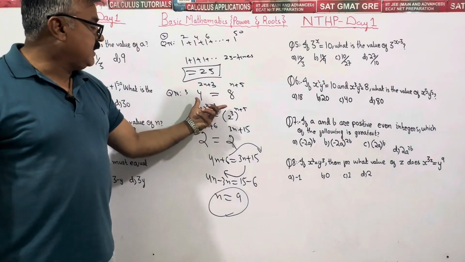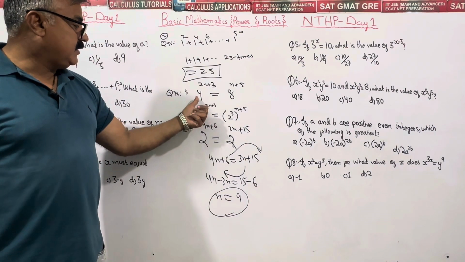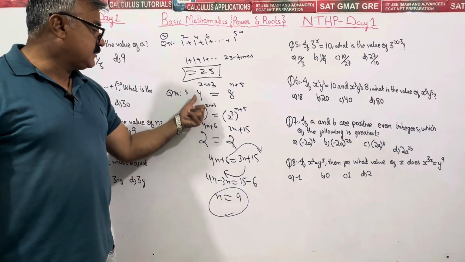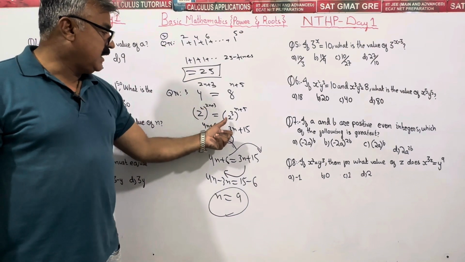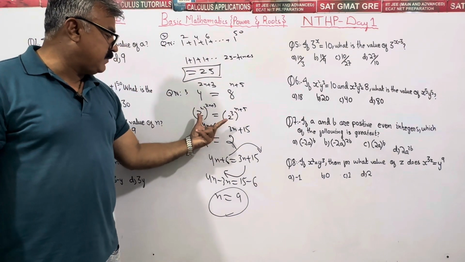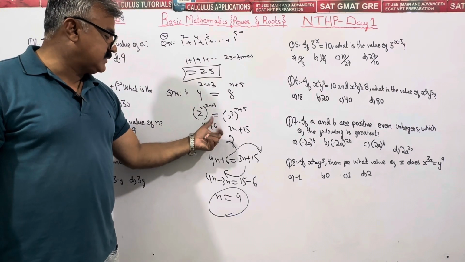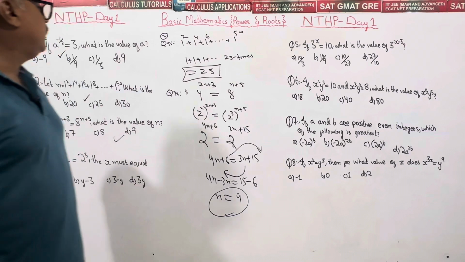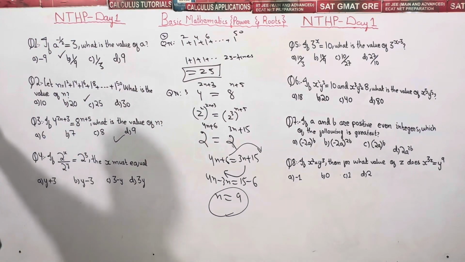For exponential equations, make the base the same. Therefore 4 and 8 are basically powers of 2. 4 can be written as 2 squared, 8 can be written as 2 cubed. That's the tip behind this. The equality symbol prevails, bases are equal, therefore powers are equal, and you can manipulate. We have solved question number 1, 2, and 3.